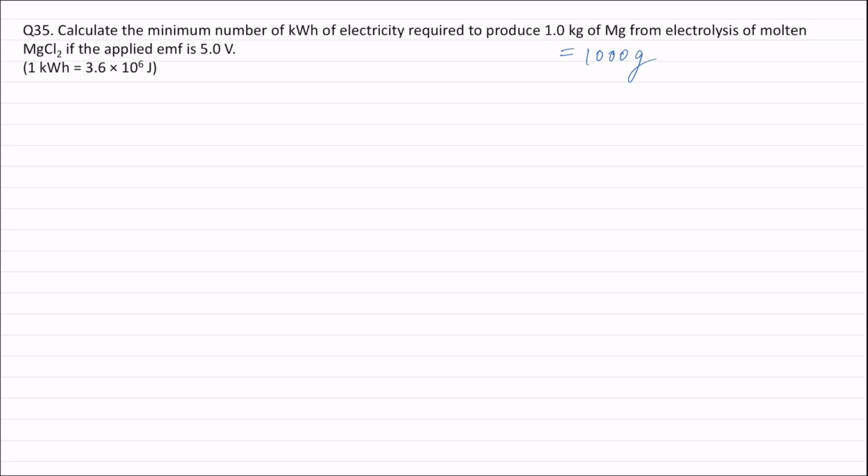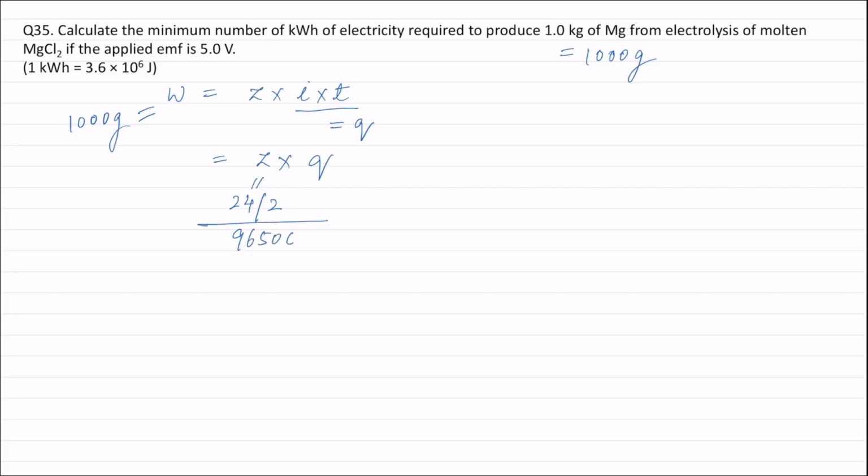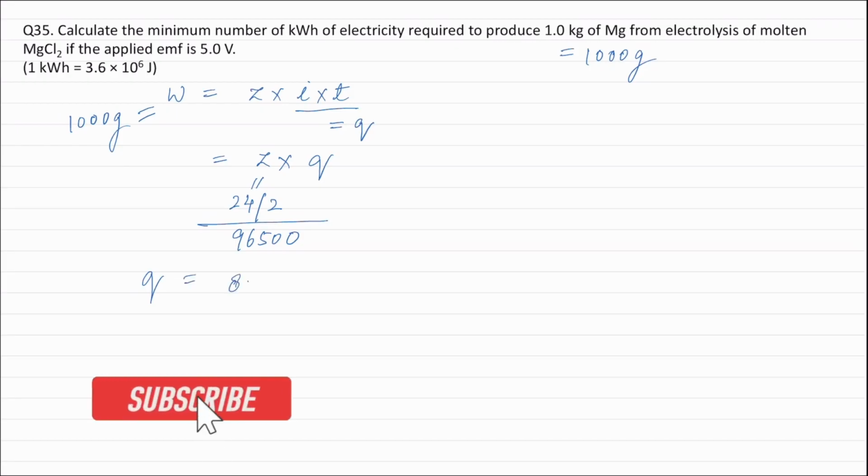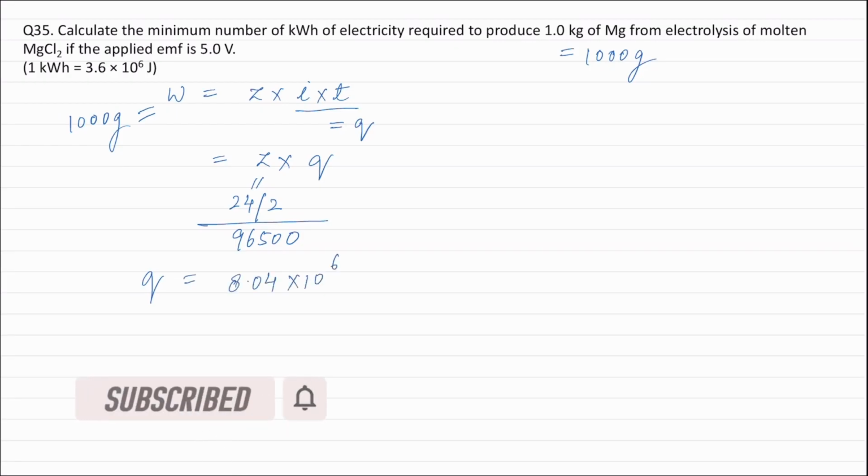Now applying the formula, W is equal to Z into I into T. Now I into T is equal to Q. Therefore, W is equal to Z into Q. The value of W, that is weight of magnesium, is given as 1000 grams. The value of Z for magnesium will be equivalent weight of magnesium, that is 24 divided by 2, divided by 96500 coulombs. Solving this equation, the value of Q will be equal to 8.04 into 10 to the power 6 coulombs.